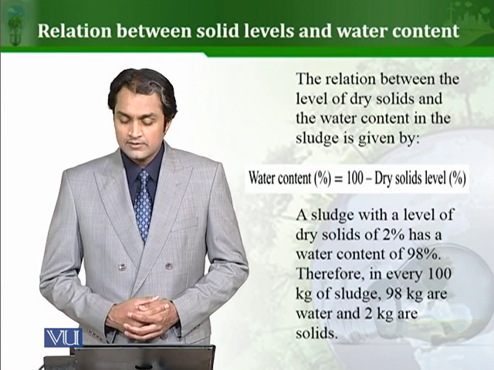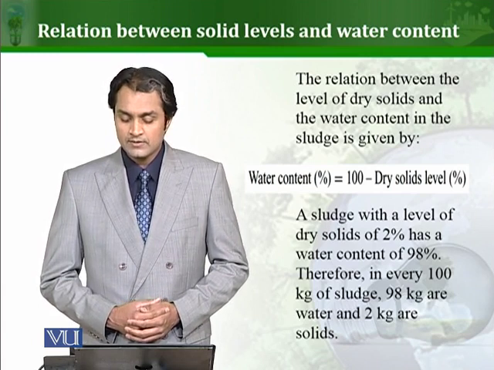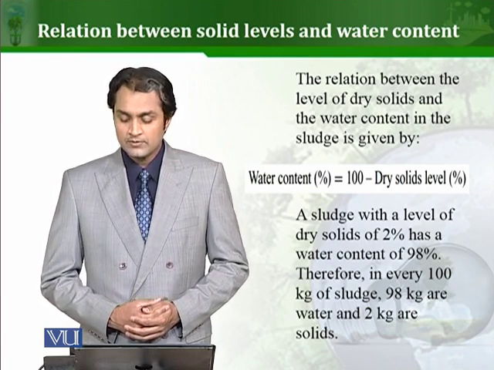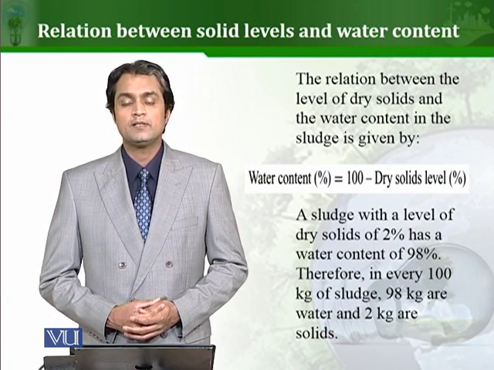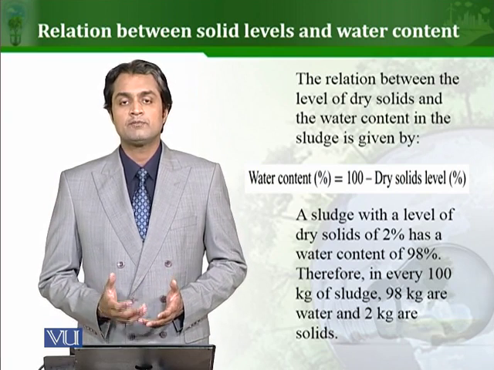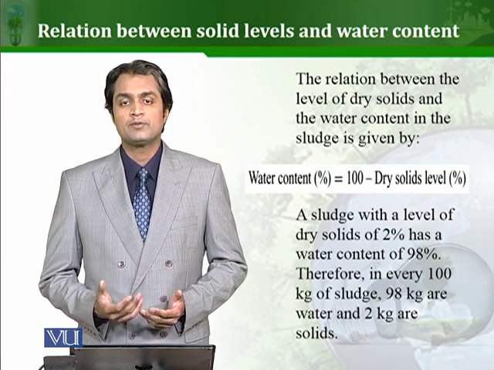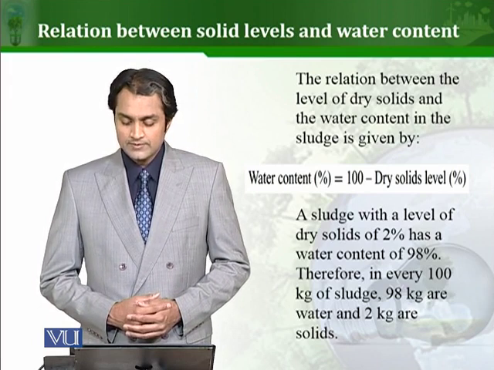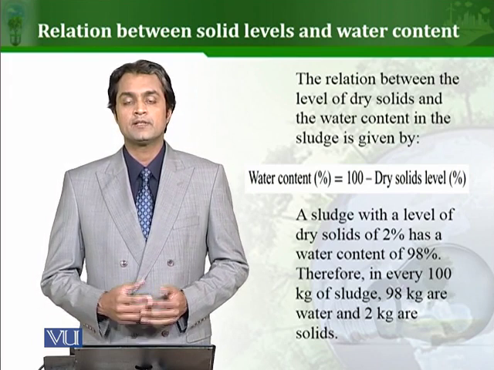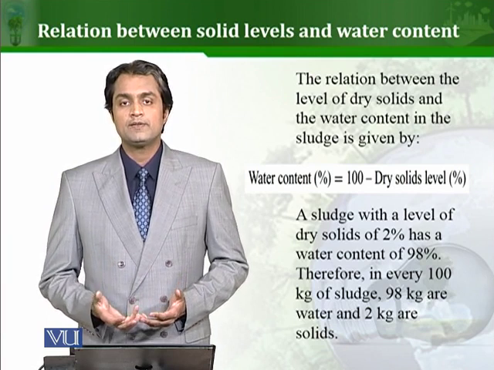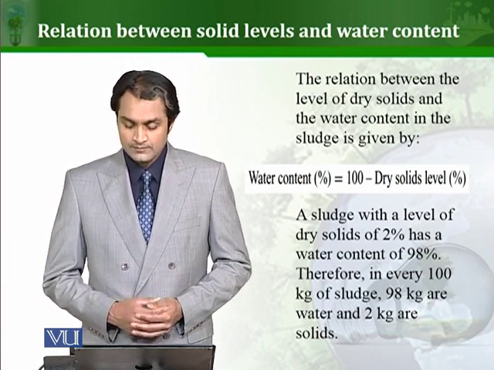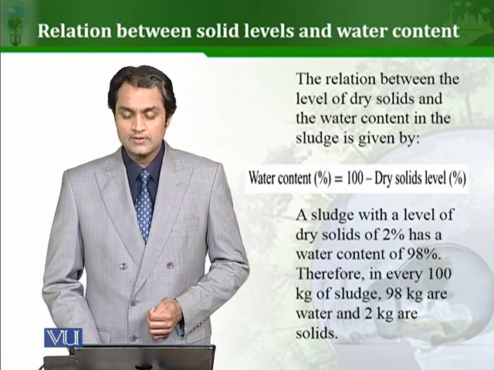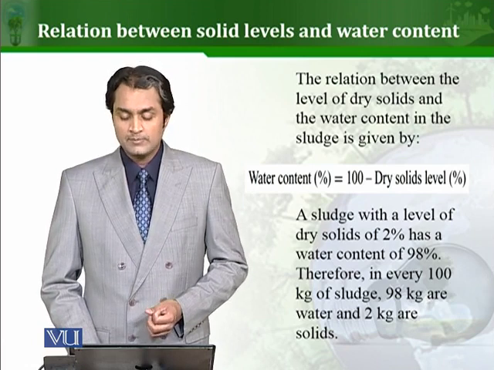In sludge, the relation between the level of dry solids and the water content is given by: water content, in percentage, is equal to 100 minus dry solids level, again in percentage. So you can see here there will be only two things in sludge, the water content and the suspended solids. For example, a sludge with a dry solids level of 2% has a water content obviously of 98%. If 2% out of 100 is solid waste, then the rest is obviously water content. Therefore, in every 100 kg of sludge, 98 kg are water and 2 kg are solids. This is just an example. It depends on the type of sludge.